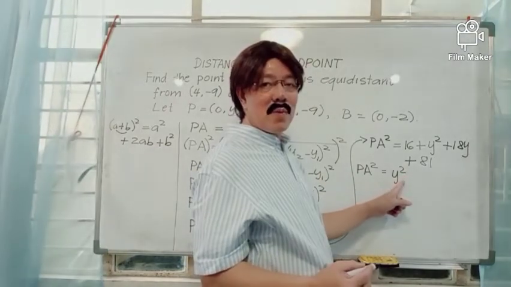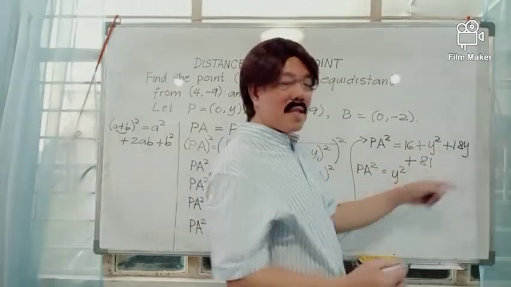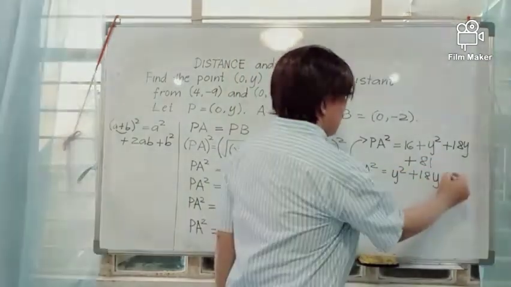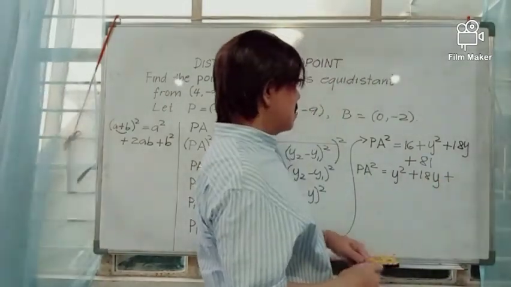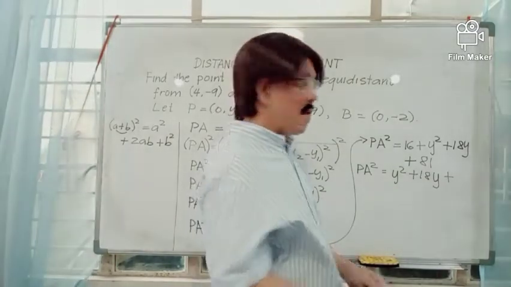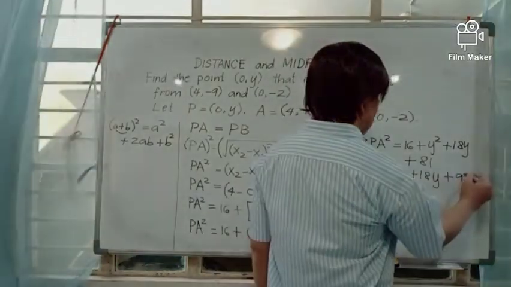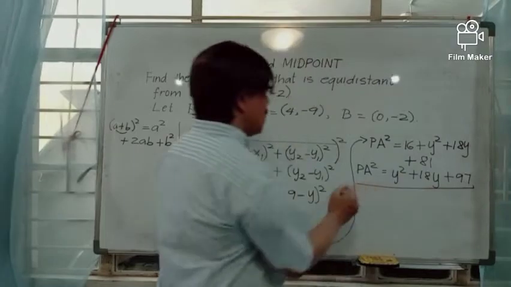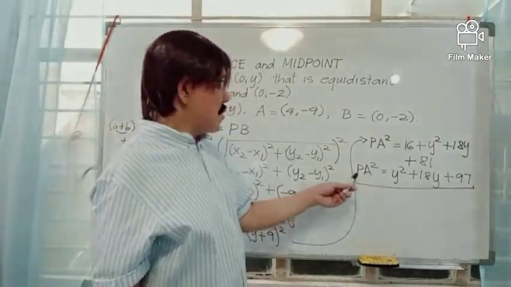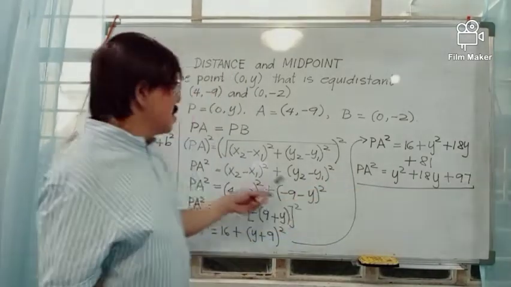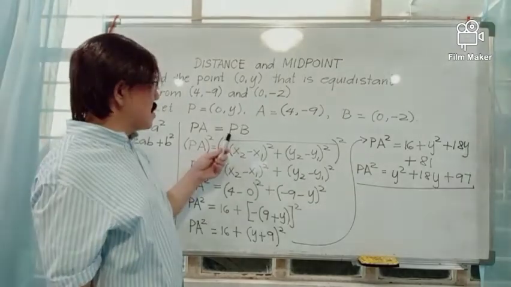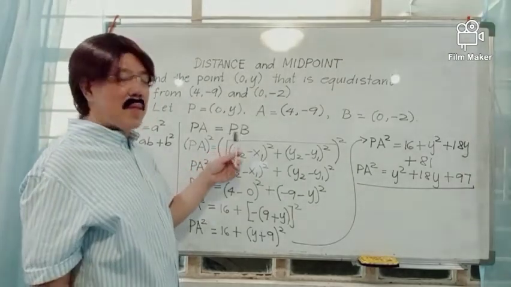So we start with y squared plus 18y plus 16 plus 81 is 97. This is the square of the distance between the points P and A. Next, we will get the square of the distance between the points P and B.